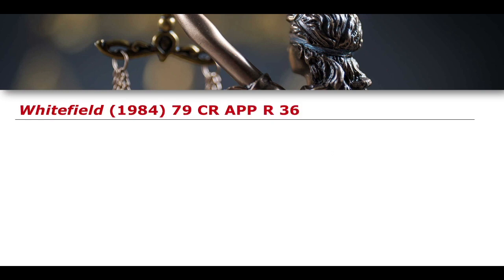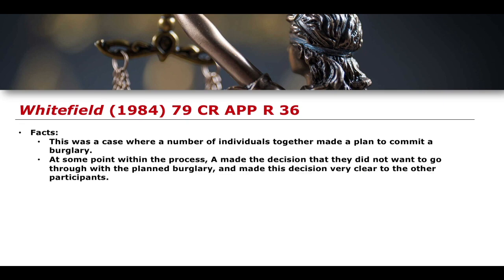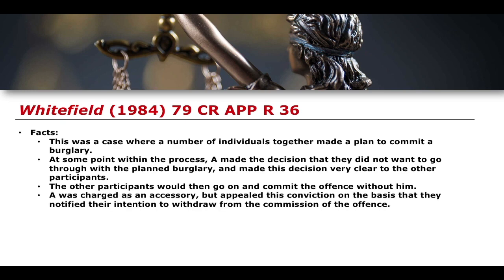And in illustrating this point, I want to just talk about the 1984 case of Whitefield. In this case, there were a number of individuals together who made a plan to commit a burglary. At some point in this process of making this plan, the accessory, someone who was part of the plan to commit the burglary, had made the decision that they did not want to go through with the planned commission of the offence. And they made this decision very clear to the other participants. The other participants would essentially just leave him behind and decide to go on and commit the offence without him.